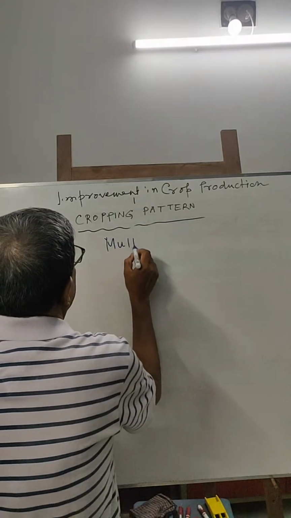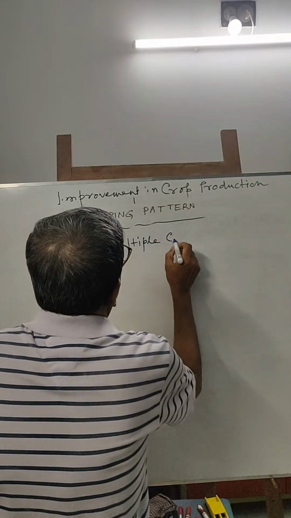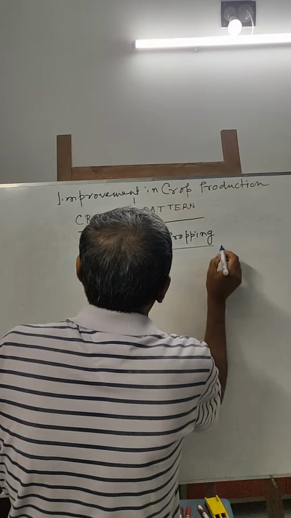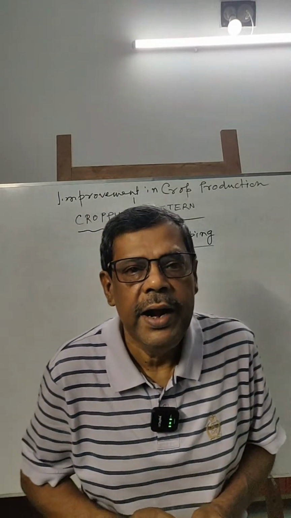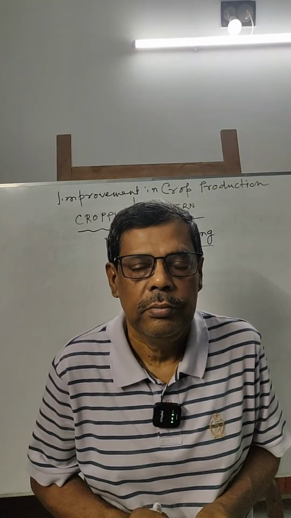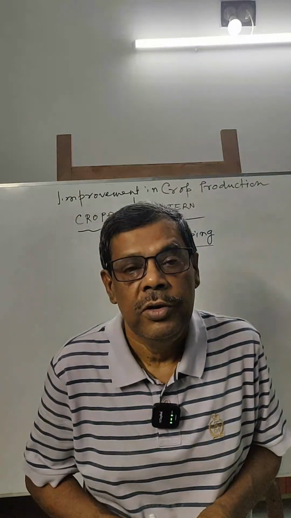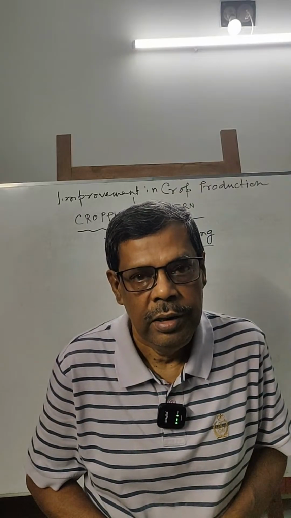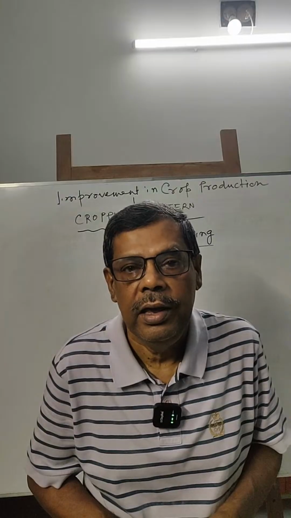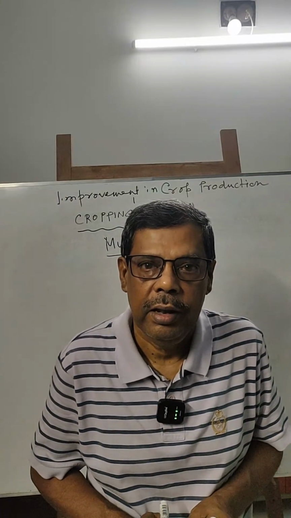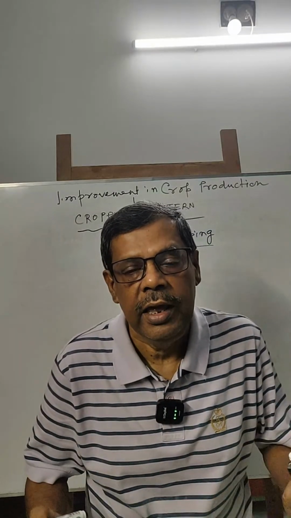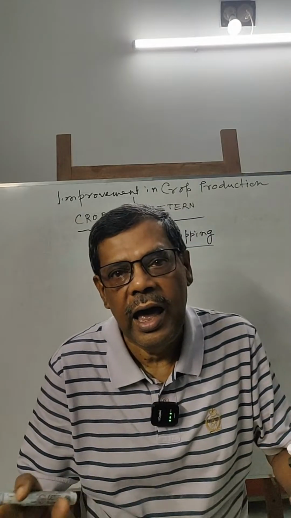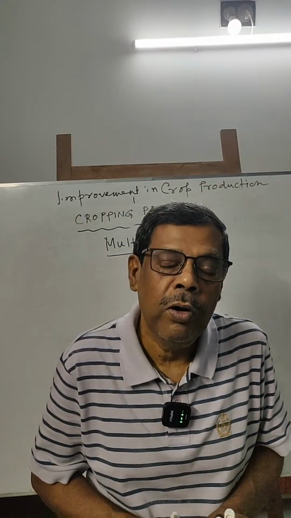Crop patterning depends on the climatic condition, soil condition, and moisture availability. The most beneficial crop patterning is multiple crop patterning, where 2 or 3 crops are growing in the same field at the same time. This is called multiple cropping.